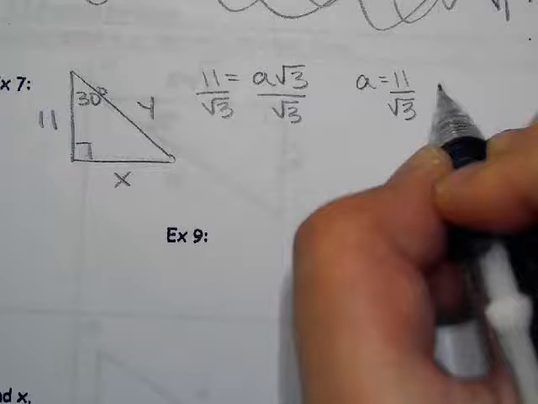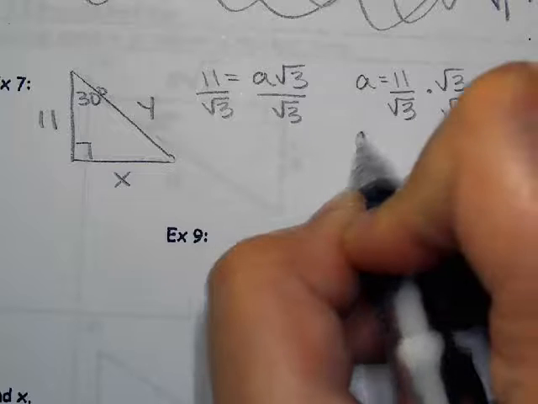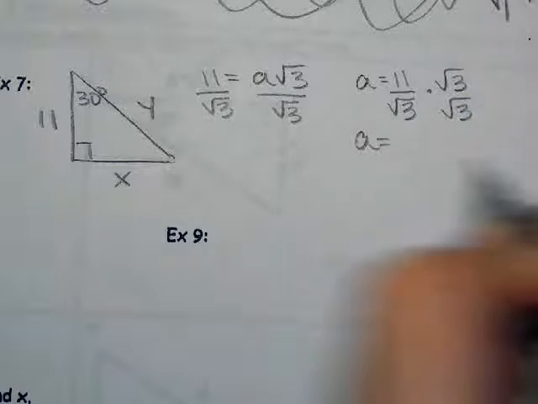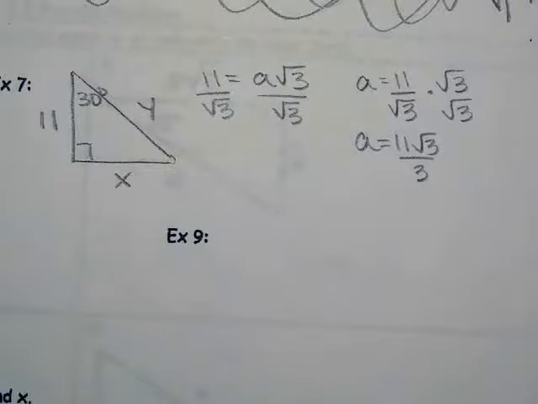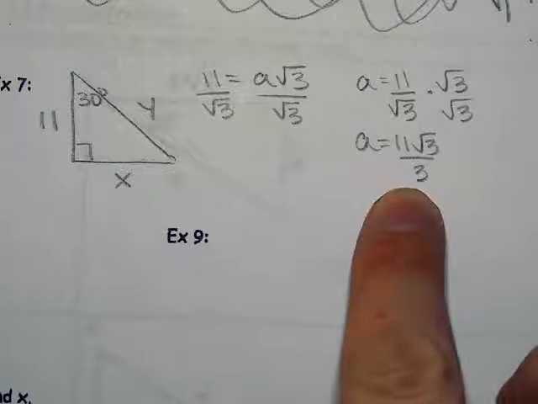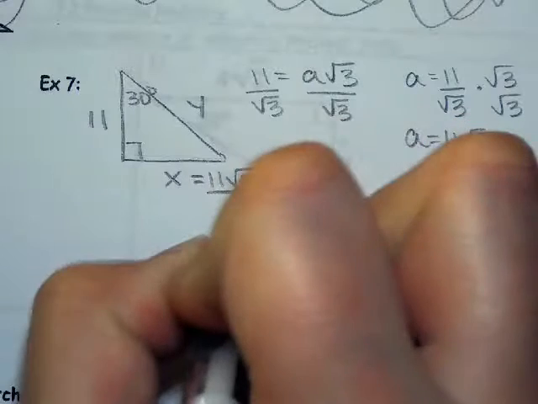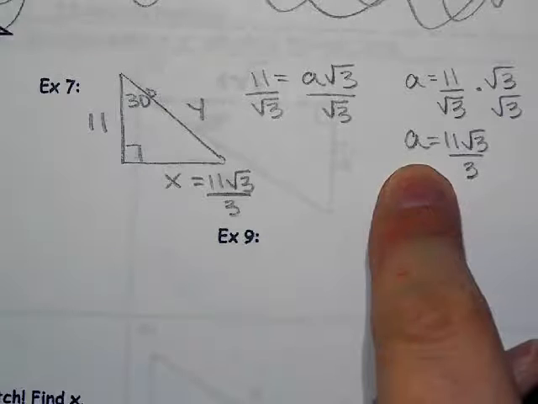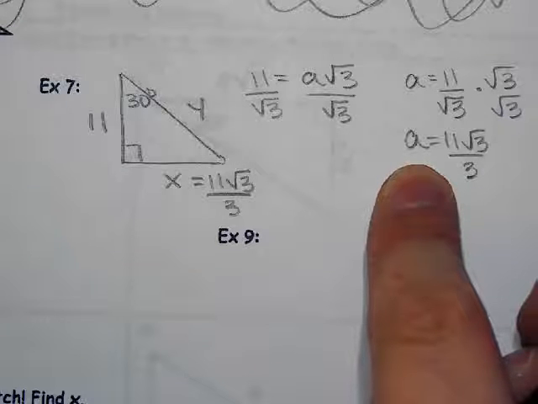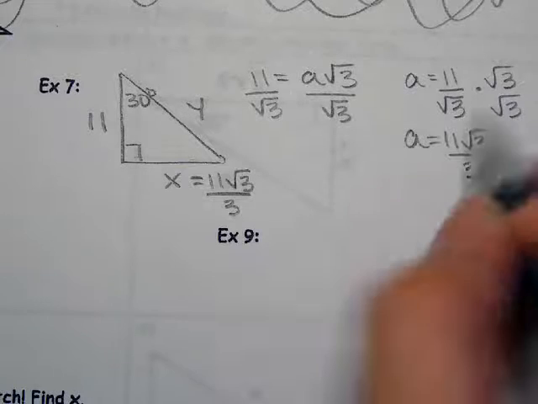So a equals... okay, so what does this tell us now? It tells us that that's x. This is x. Okay. So if a is 11 root 3 over 3, then how does that help us find y? Multiply by 2. So 2a is 2 times 11 root 3 over 3.